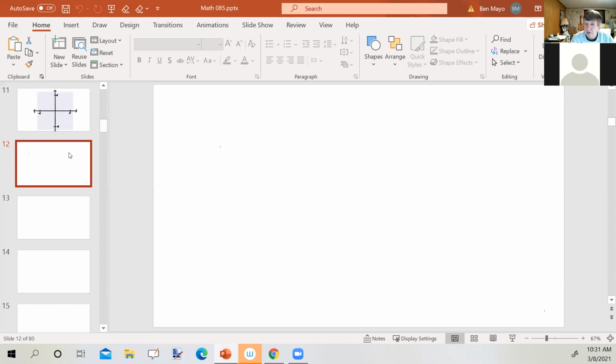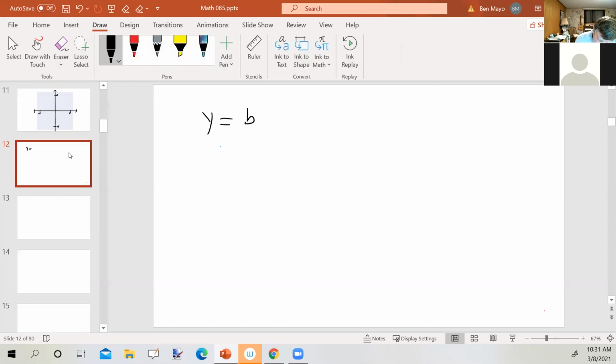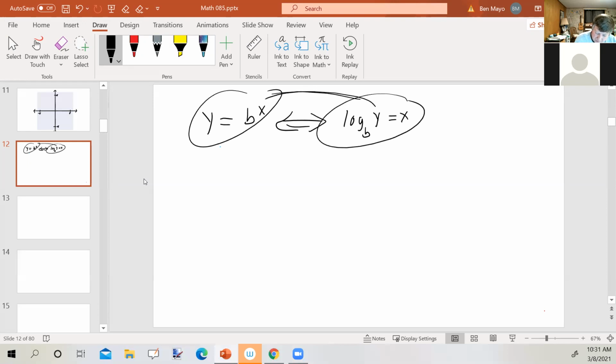First of all, changing an exponential equation to a logarithmic equation, or back and forth the other way. So let's say you've got y equals b to the x. Okay, that's an exponential equation. And then writing it as a logarithmic equation, it would be log base b of y equals x. So the base stays the same, but the other two quantities change places. And this is a two-way statement. Starting here, you can go there. Starting here, you can go there.